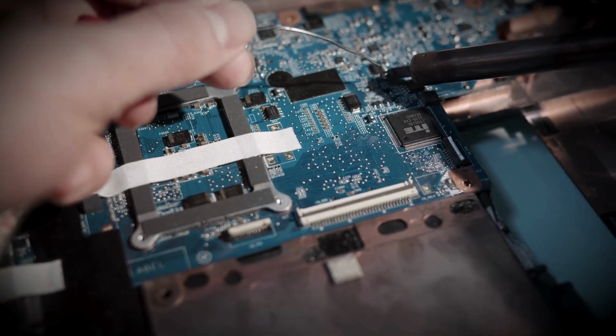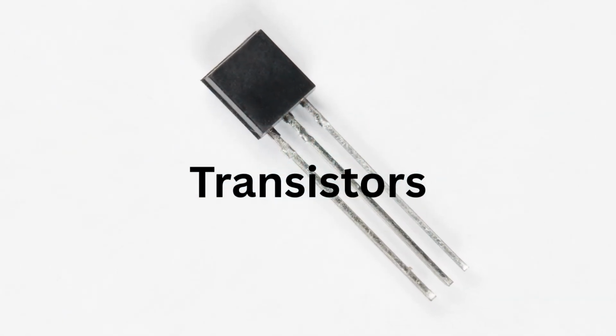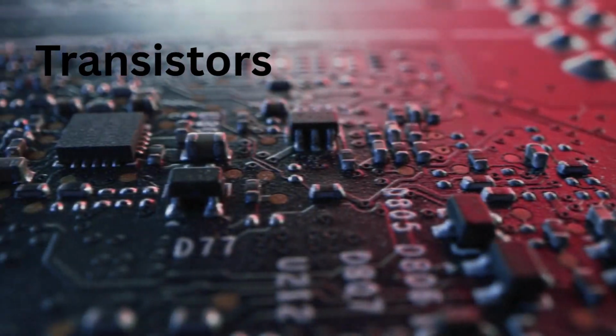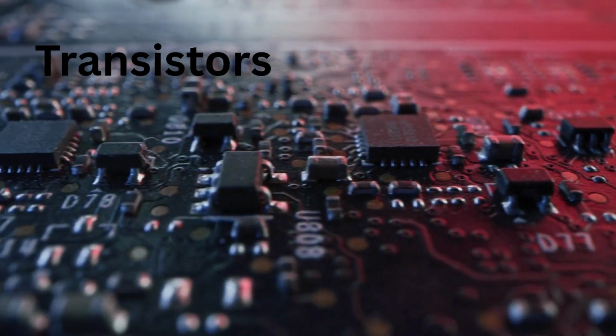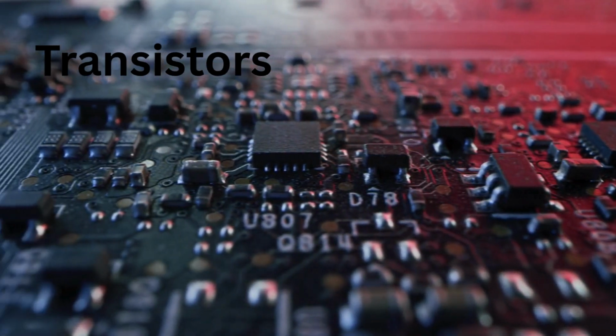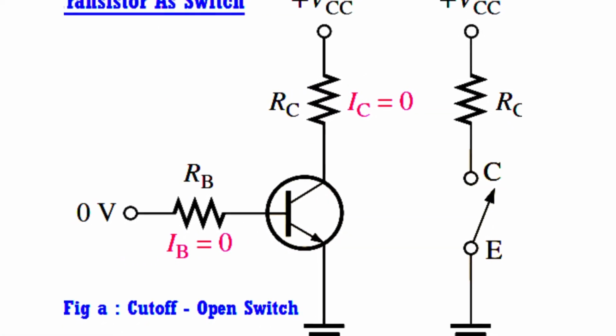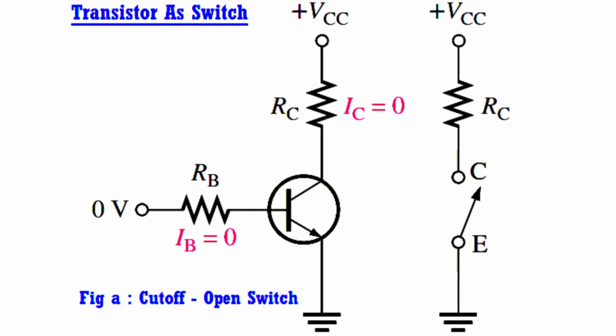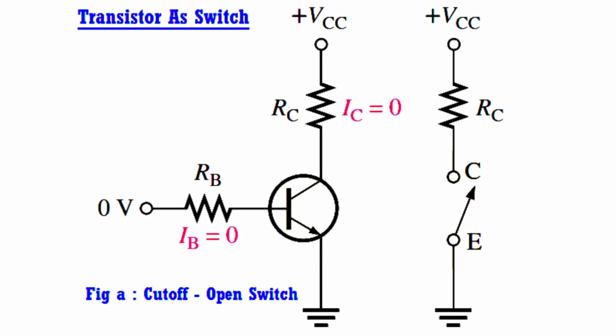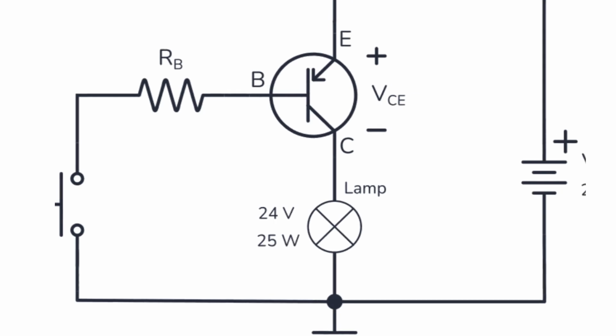Next up, transistors. These tiny components are everywhere: in your phone, your computer, even inside your washing machine. Transistors have two main jobs. They can act as switches or amplifiers. Let's talk about switching first. Imagine a transistor as a remote control switch. When you send a small signal to its base pin, it allows a larger current to flow between the other two pins. Those are the collector and emitter.